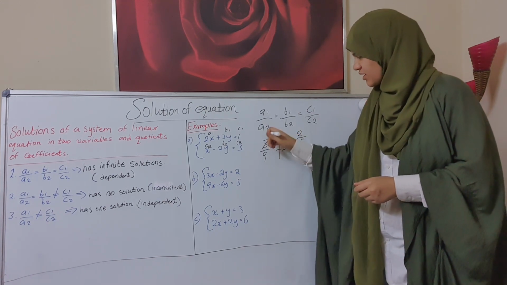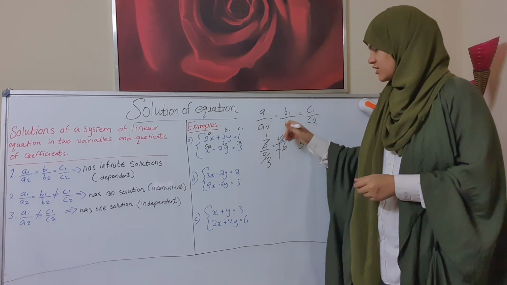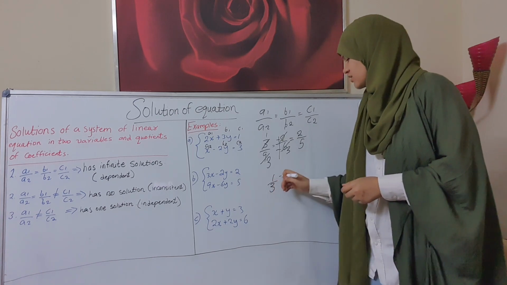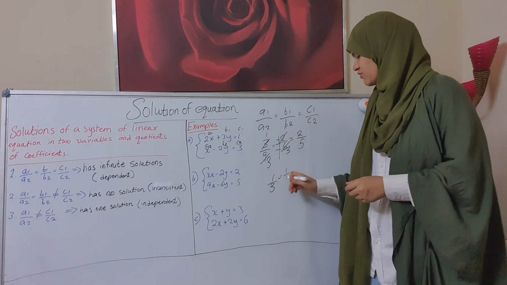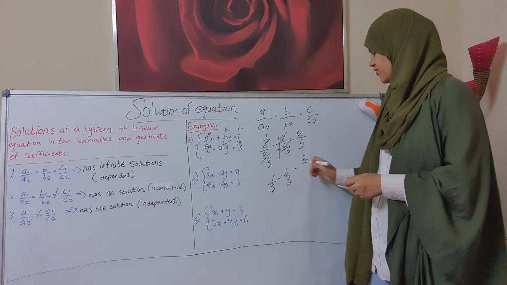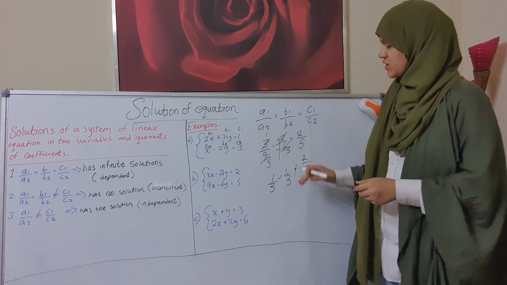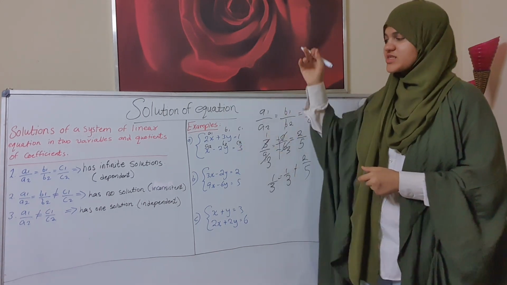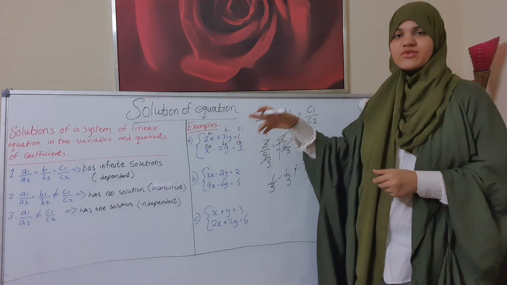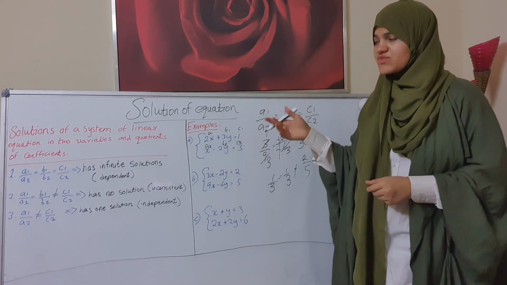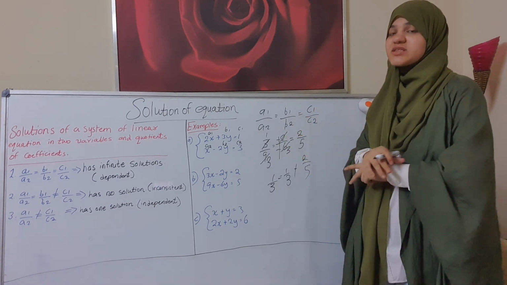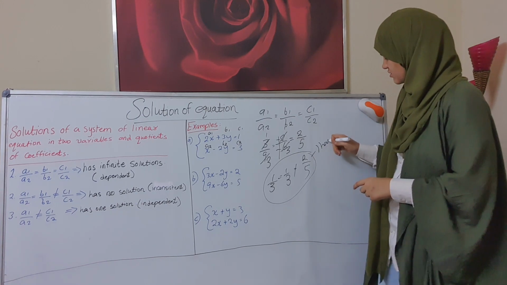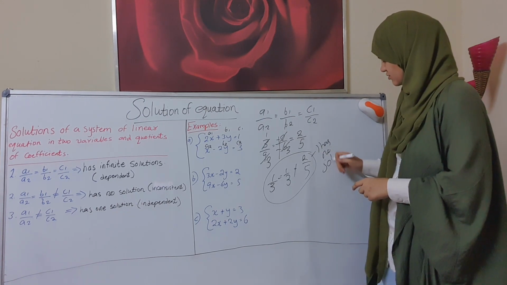Now what we have here is by 1 and by 3. So 1 over 3 is equal to 1 over 3, but it is not equal to 2 over 5. So which rule is this? It is rule number 2, which says A1 over A2 is equal to B1 over B2 is not equal to C1 over C2. So that means it has no solution.